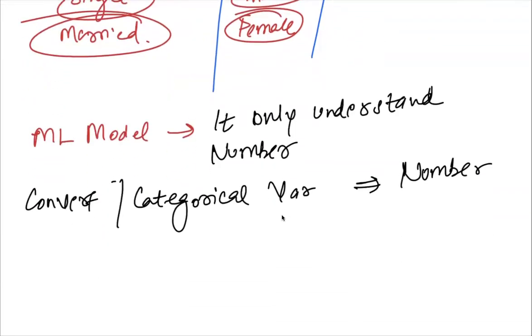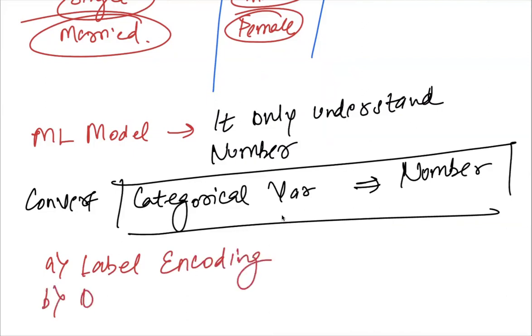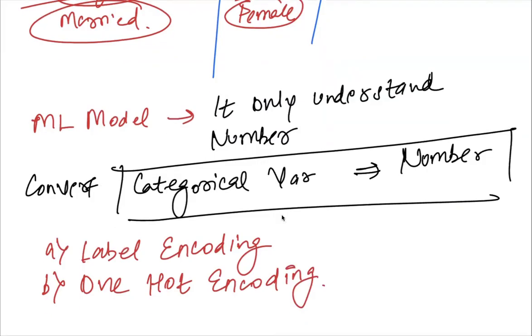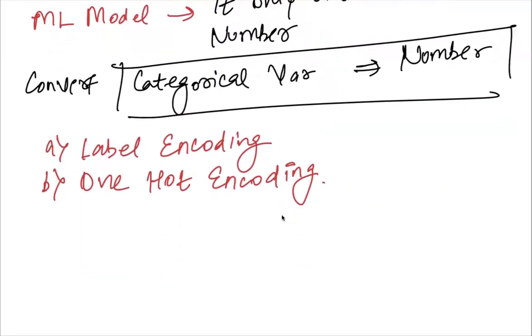How can we convert categorical variables into numbers? There are 2 ways. One is called label encoding and the other is called one hot encoding. Are you all aware of these 2 techniques? Please write yes or no. Do you all know what label encoding is and what one hot encoding is?